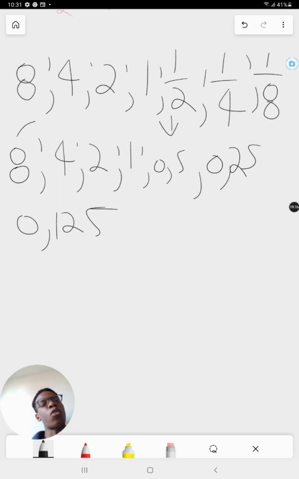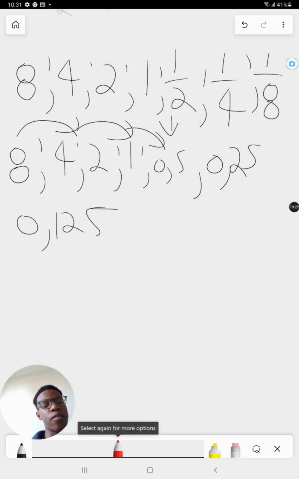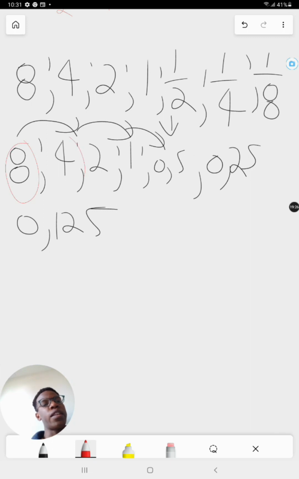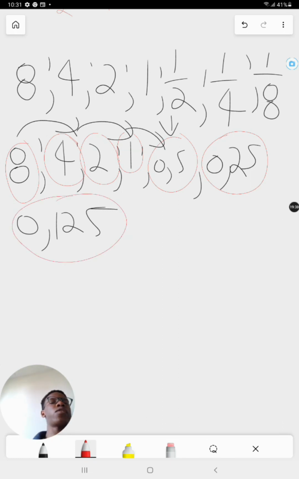As I'm moving towards the right with this sequence, the numbers are getting smaller and smaller each time. We started off with 8. Let me change the color of my pen so that I can indicate things more clearly. We started off with 8, then we got a smaller number, 4, then an even smaller number, 2, then 1, then 0.5, then 0.25, then 0.125.